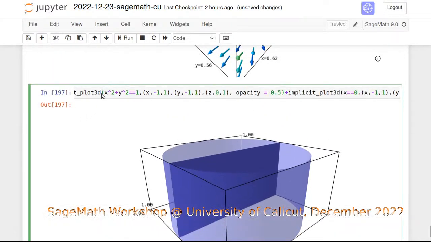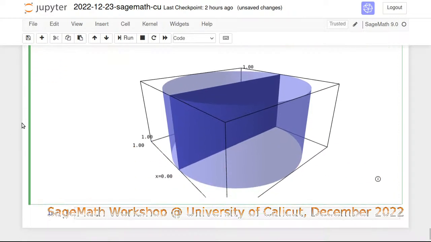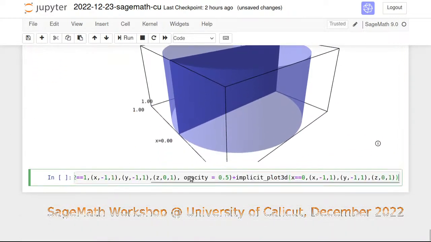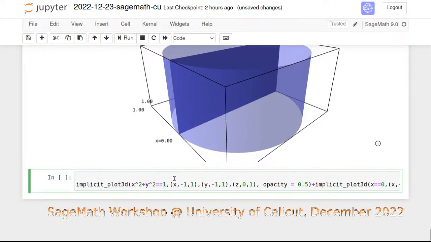Now, if we want to plot level curves, what do you do? Suppose that you have a function f of xy. What do you mean by level curve? So f of xy, the surface is there. F of xy is equal to c is something that you want. For that, what will you do? For f of xy equal to c, you may have to use this implicit plot 3D itself. So, plotting level curves.